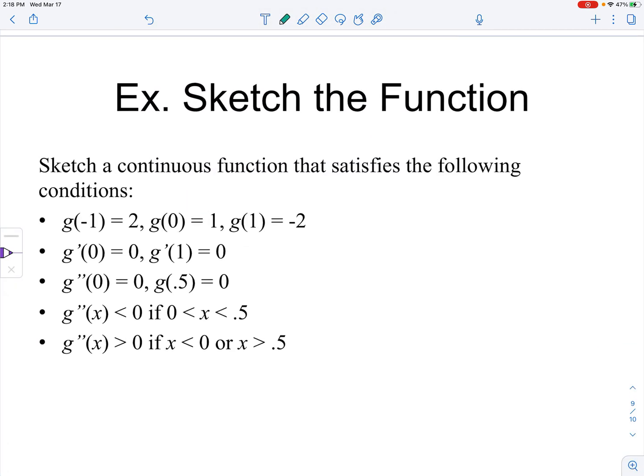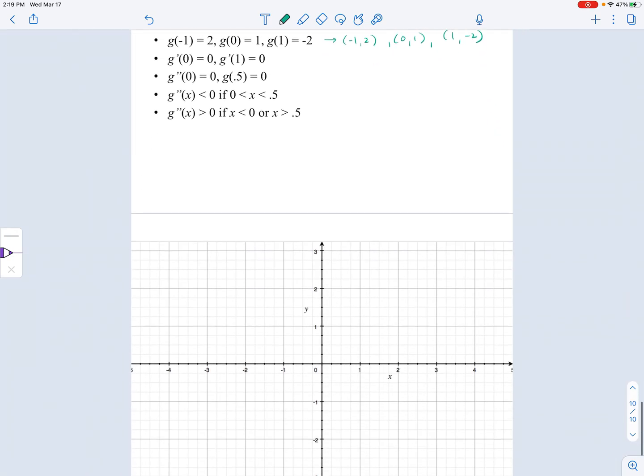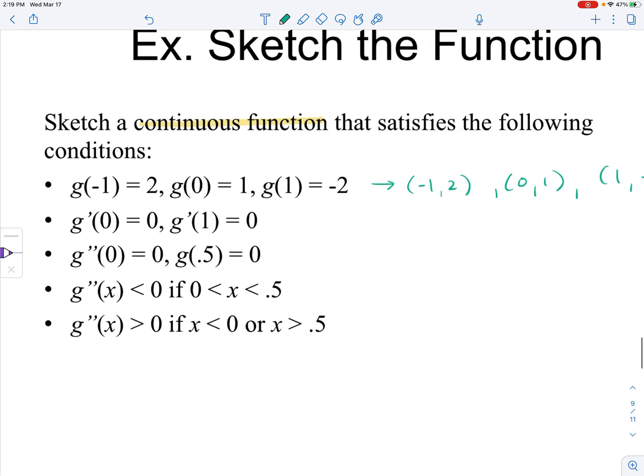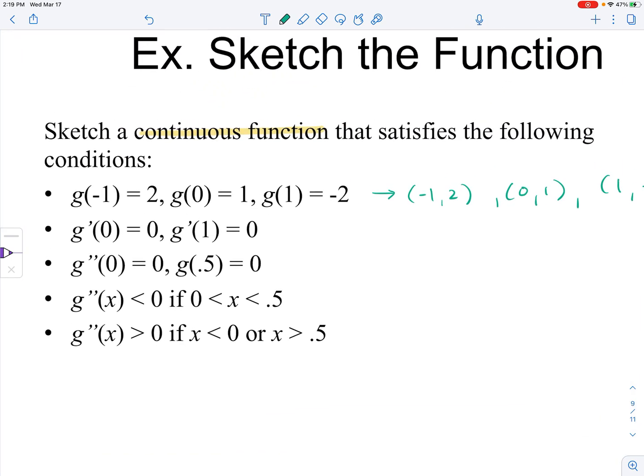Okay, so we're going to do one more together. Let's use green. So this first line, we know it's a continuous function, that's helpful. So there's not going to be any jumps or vertical asymptotes. But this first line basically gives us 3 points. So we know the points (-1, 2), (0, 1), (1, -2). And we could actually graph those 3 points. That's helpful.